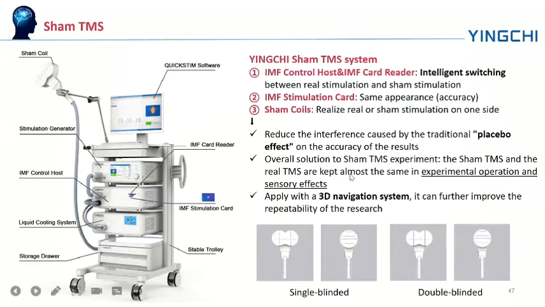In the overall solution to the sham TMS experiment, the sham TMS and the real TMS are kept almost the same in experimental operation and sensory effects. When applied with a 3D navigation system, it can further improve the repeatability of the research.